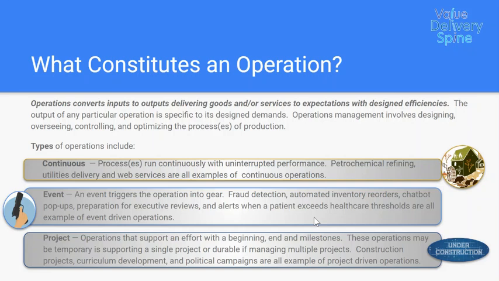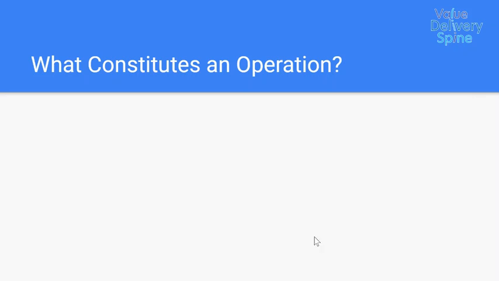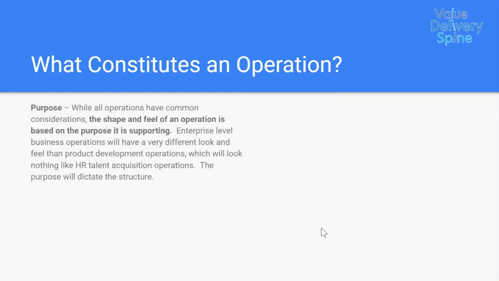The final is the project type operation, and those you can consider temporary operations. They're only there for as long as the project is in process, and once it's done, it's like the scaffolding that comes down once your project is done. So you've got continuous, you've got event-driven, and you've got temporary processes, project processes. Let's continue with those thoughts, though.